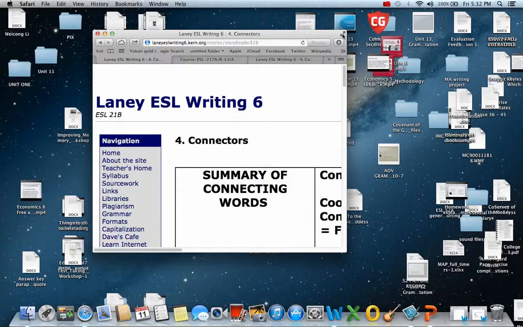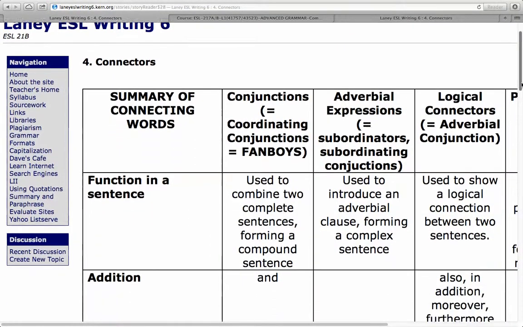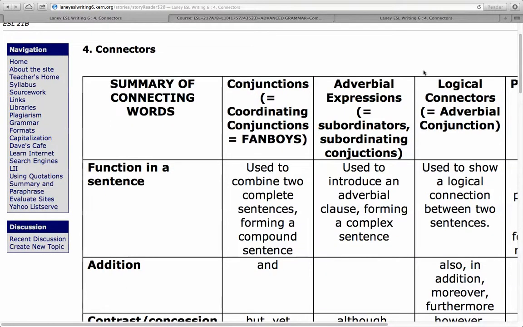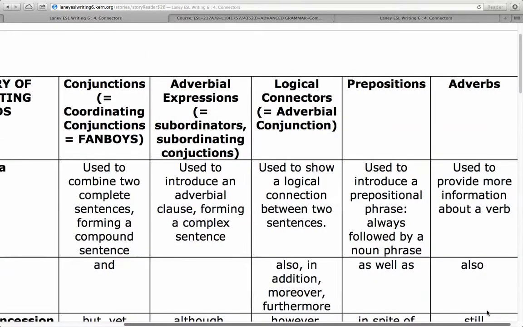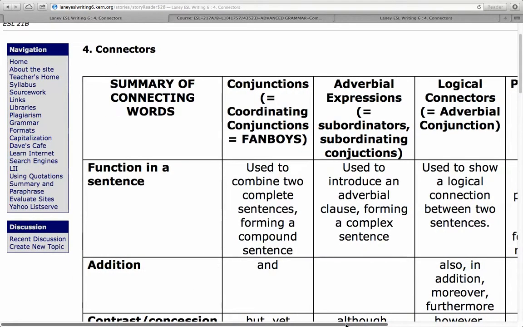It says writing 6 on it because that was an old course I used to teach that I developed this for. Okay, the thing to understand is you've got 3 categories of connecting words that we're going to talk about. This chart also includes some prepositions and adverbs that we won't worry about right now. These are 3 different grammatical categories of words, groups of words. Each group has its own grammar rules, its own punctuation rules that you have to learn. And you really do have to learn them.